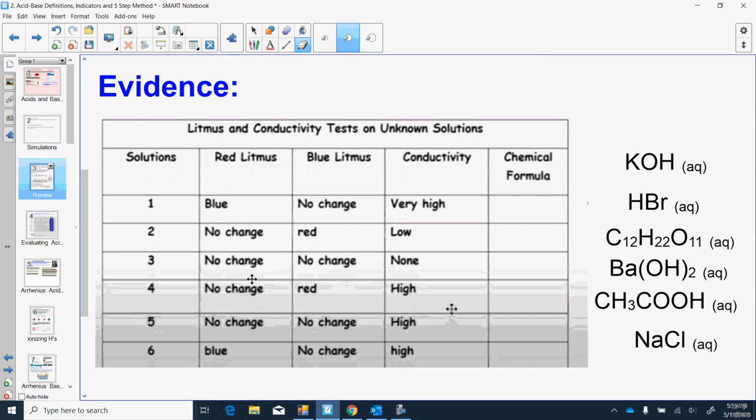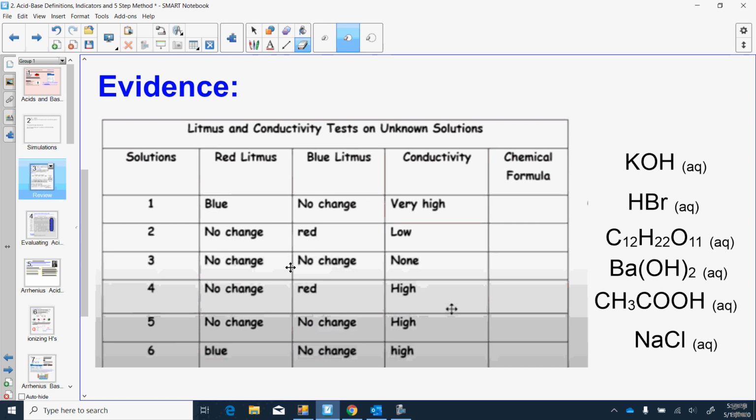So what they've done is they've taken 6 solutions, and here's the evidence table. They've done a test with red litmus, they've done a test with blue litmus, and they've done a conductivity test. And what I want us to do is we're going to take these 6 solutions and we're going to try and decide, just by looking at the data, where would you place each of these solutions, okay? So if you've got some time, pause right now, take an educated guess, and then we'll come back and talk about them.